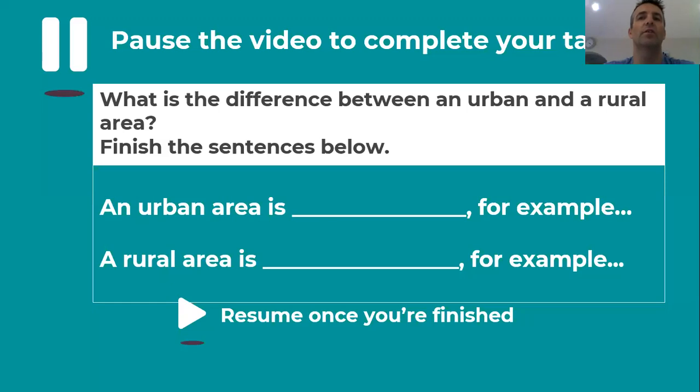So I'd like you now to say or to write down these definitions. So see if you can fill in the blanks of my sentences. So what's the difference between an urban and a rural area? So look at the sentence starters here. An urban area is, for example, and then a rural area is, for example. So pause the video now and copy these sentences down and fill in the blanks. Good luck.